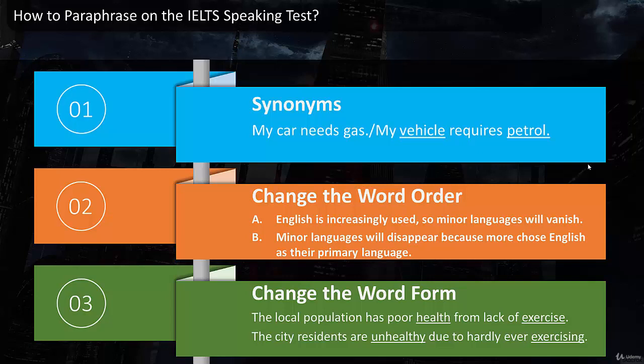Switching up the word order, also changing the word form is a way to paraphrase. The local population has poor health from lack of exercise. The city residents are unhealthy due to hardly ever exercising. Changing word form is important. It's impressive, showing that you have that ability.